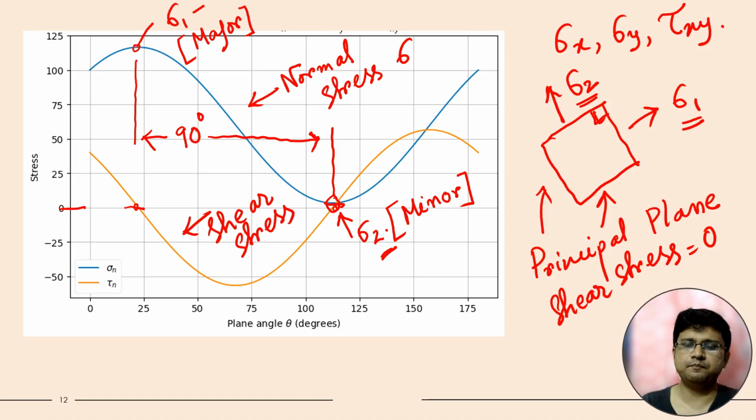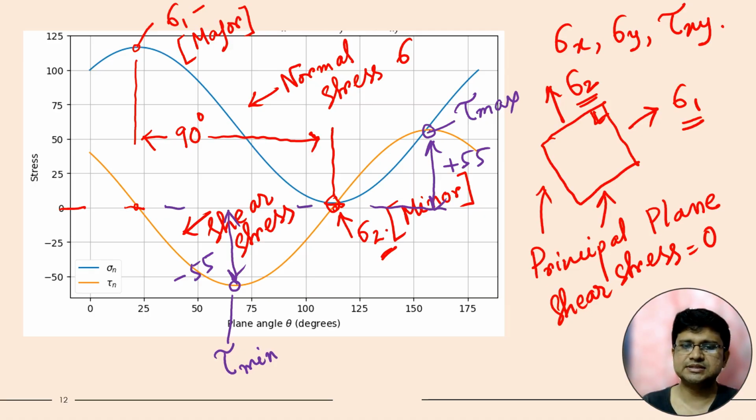Now what about the maximum and minimum shear stress? Here you can see that for this point, shear is maximum, tau max, and for this point, tau is minimum. If you look at this particular value, this is 50, so tau max will be almost 55, and tau min will be almost minus 55. So these two values are equal, but opposite in sign.